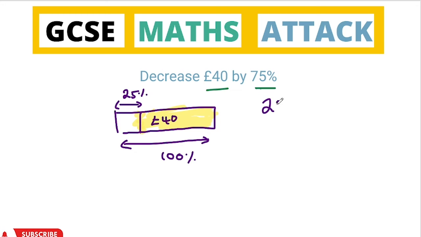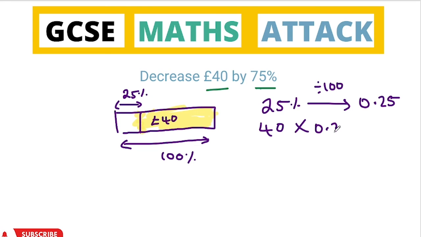Now I'm left with 25%, but I need to change that into a multiplier. So that means I'm going to divide by 100. I get 0.25. So we're going to do 40 times 0.25. Okay, so if I do that and I place that in my calculator, I should get 10.